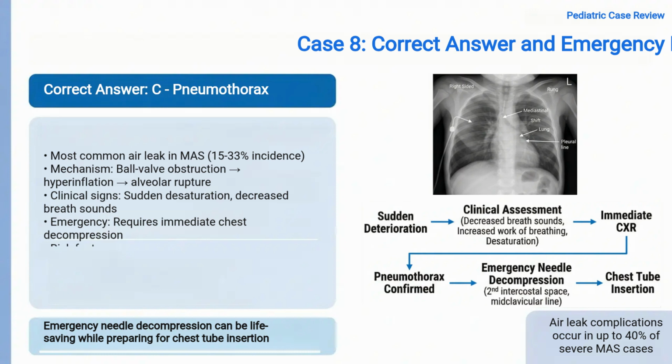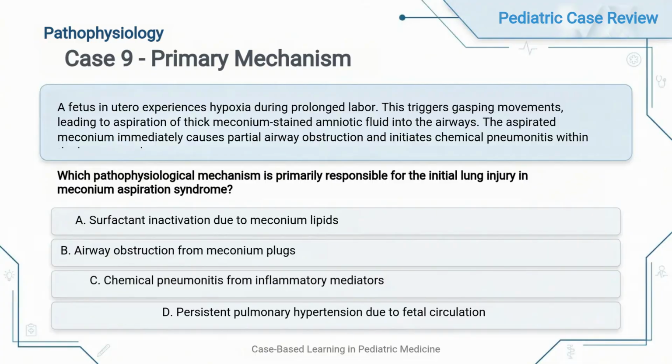Decompress with needle thoracostomy at the second intercostal space, midclavicular line if tension pneumothorax is present. Drain with chest tube insertion, then adjust ventilator pressures immediately. Air leak complications occur in up to 40% of severe cases. Case 9. Primary mechanism of pathophysiology.